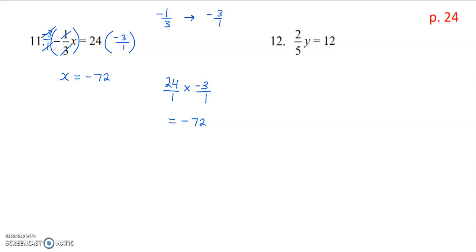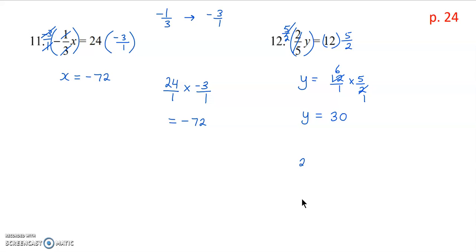And for number 12, the reciprocal of 2/5 is 5 over 2. So we're going to multiply by 5 over 2, which cancels, and multiply by 5 over 2. So y is equal to 12 over 1 times 5 over 2. We're going to divide here, cross reduce, divide by 2, and then we see that y is equal to 6 times 5. Y is equal to 30.